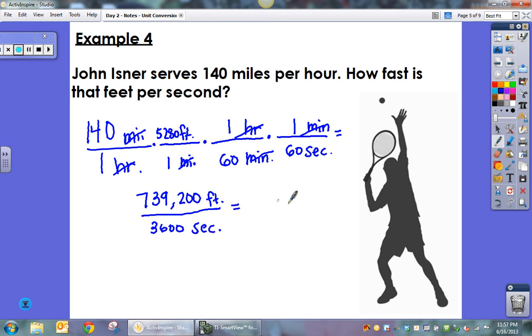And multiplying on the bottom, I've got 60 times 60, or 3,600 seconds on the bottom. I'm going to go ahead and simplify that, and I get 205.3, and that's repeating, feet per second. So when I say that this tennis player serves 140 miles per hour, I can figure out that that's 205.3 feet per second.